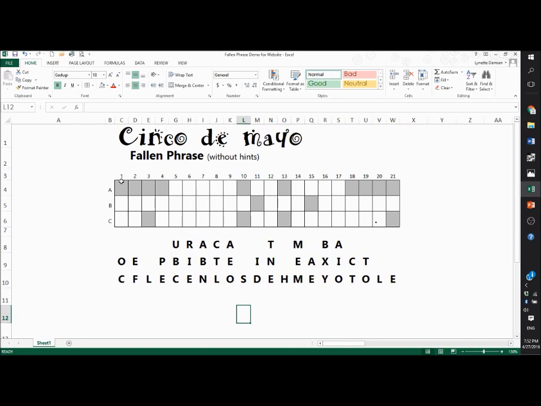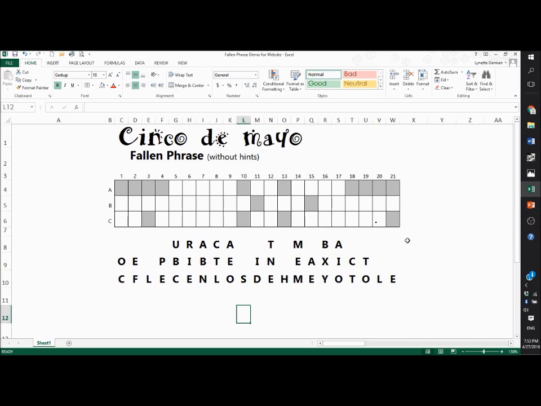So a fallen phrase is a logic puzzle. It looks a little bit like a crossword puzzle, but actually it's more like Wheel of Fortune. You start at the top left and you read to the right and you just continue down, just like you do on a puzzle on Wheel of Fortune.